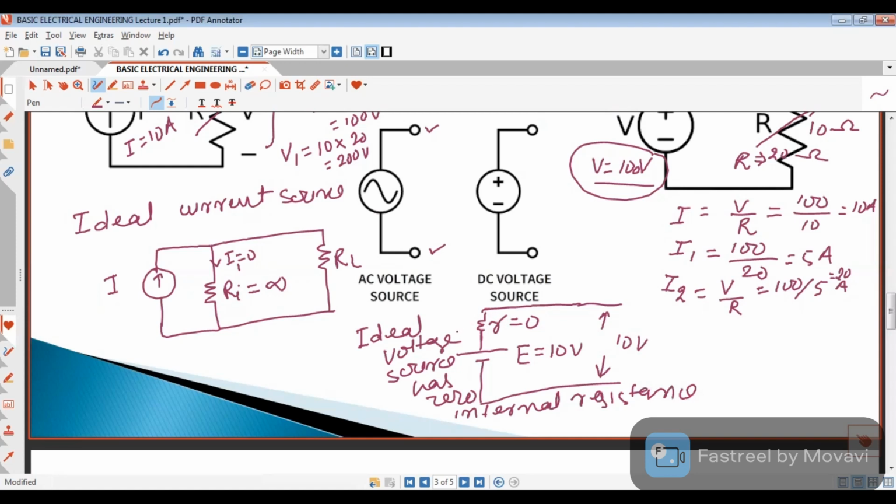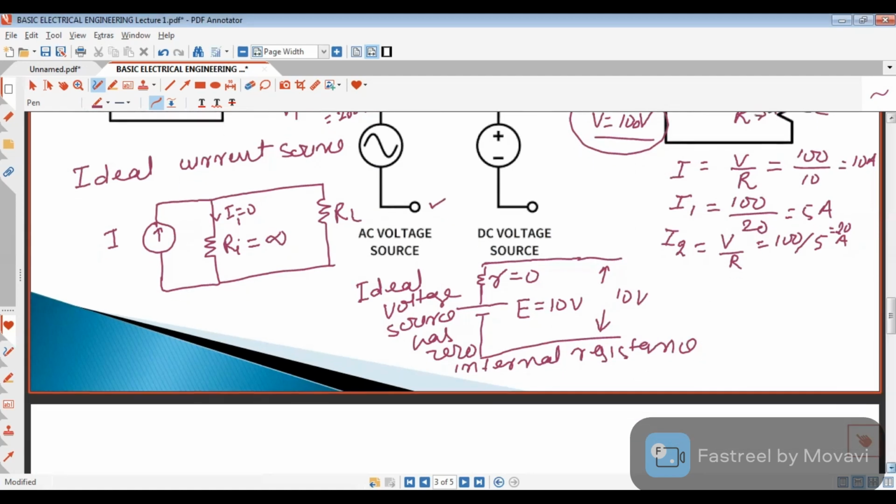But in practical situation, it never happens that its internal resistance will be zero. In same case, in the case of the ideal current source, there will be some internal resistance. Its value may be very high, but the current also here is not zero in practical situation. Some current is drawn by this resistance also. Some voltage is also drawn by this also. So this type of source is called practical source, and this is ideal voltage source, means internal resistance is supposed to be zero.